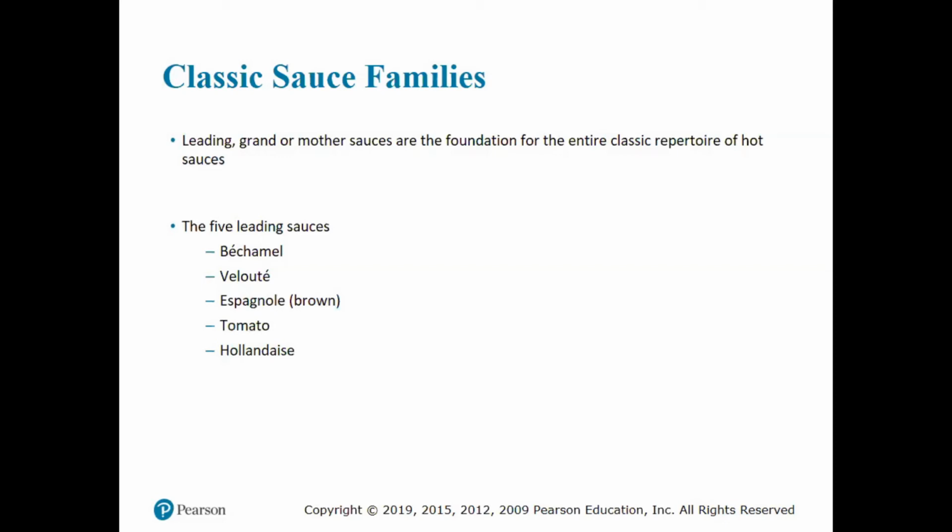It's just a white stock. The thickening agent is a blonde roux. This is one of those ivory color sauces. So the blonde roux is what you would use for velouté. The next one, espagnole, is a brown sauce. So it would use brown stock. Again, keep it generic. And the brown roux.